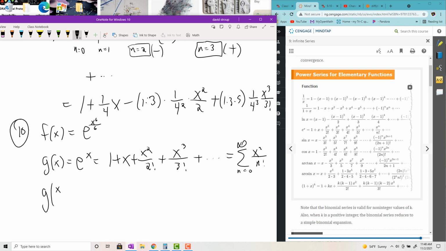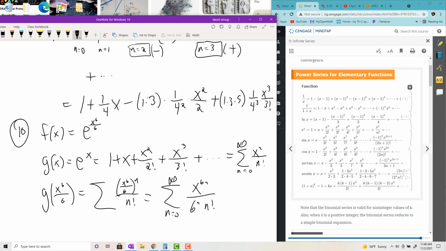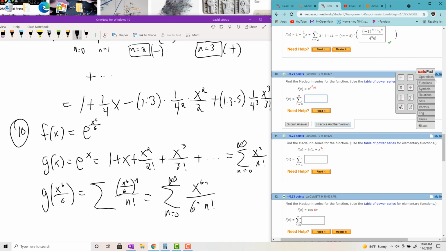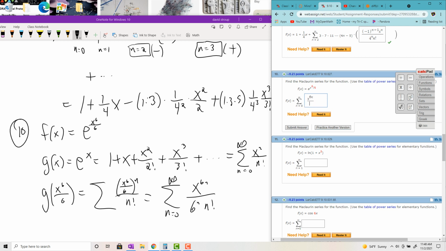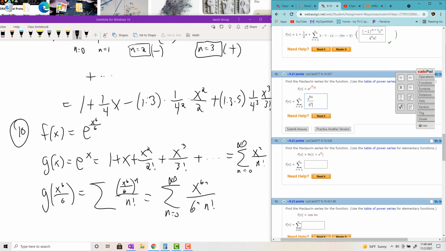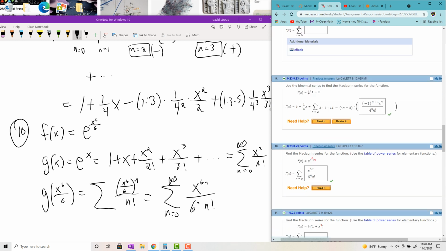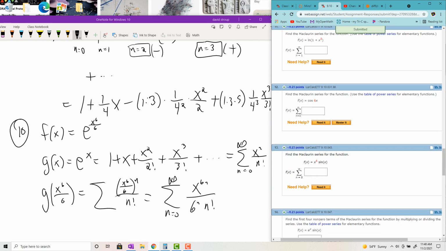So g of x to the 6 all over 6 is going to be x to the 6 all over 6 to the n all over n factorial. Rewriting that, make it a little more pretty: x to the 6n all over 6 to the n times n factorial from n equals 0 to infinity. So that's pretty easy. Summation x to the 6n divided by 6 to the n times n factorial. Okay, so you're just doing substitution on those.